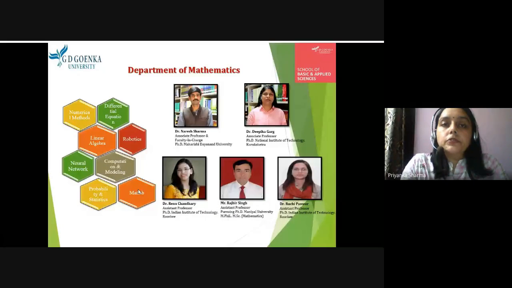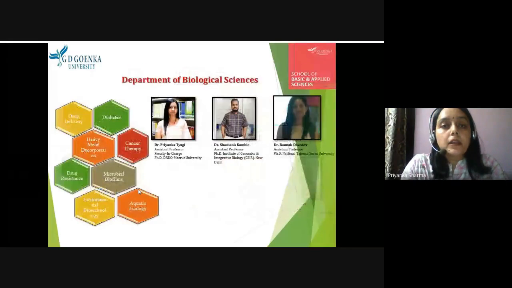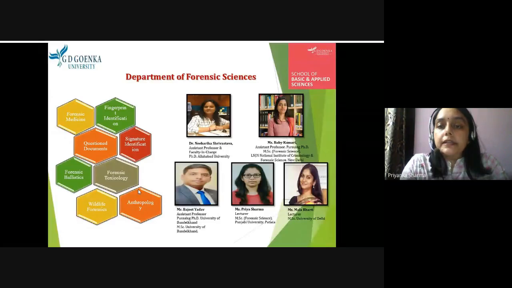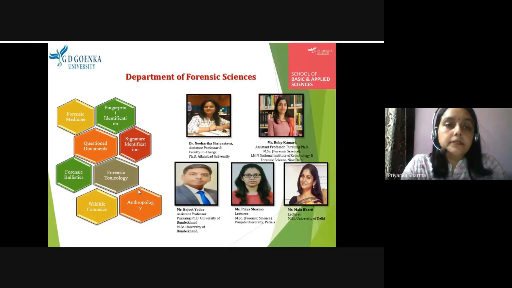These are the faculty members of the Department of Mathematics. They are also working on diverse research areas like numerical methods, linear algebra, computation and modeling, etc. These are the faculty members of the Department of Biological Sciences, also working in various research areas like drug delivery, heavy metal decorporation, cancer therapy, etc. These are the faculty members of the Department of Forensic Science. They are also involved in research areas like forensic medicine, questioned documents, forensic ballistics, etc.